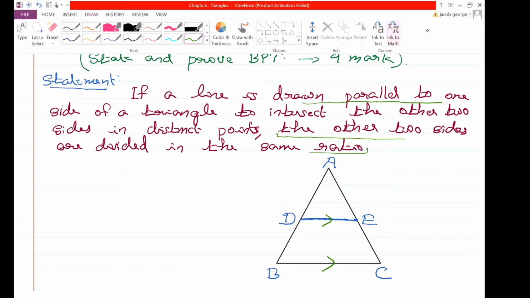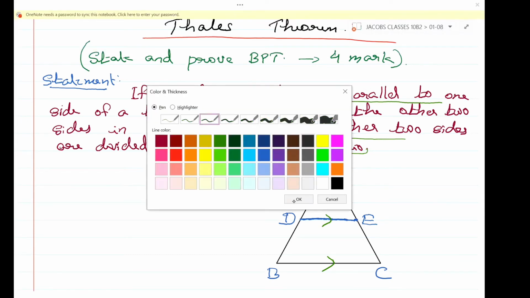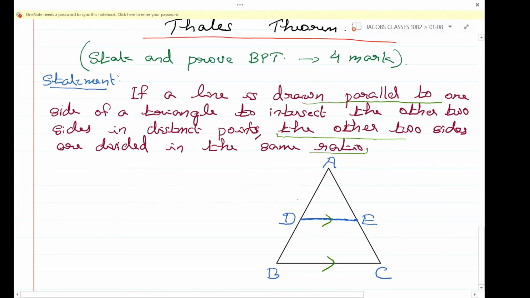So please complete this diagram. All of you please draw this diagram. The diagram is a very important part of the proofs. You will draw triangle ABC, then DE, which is drawn parallel to BC.